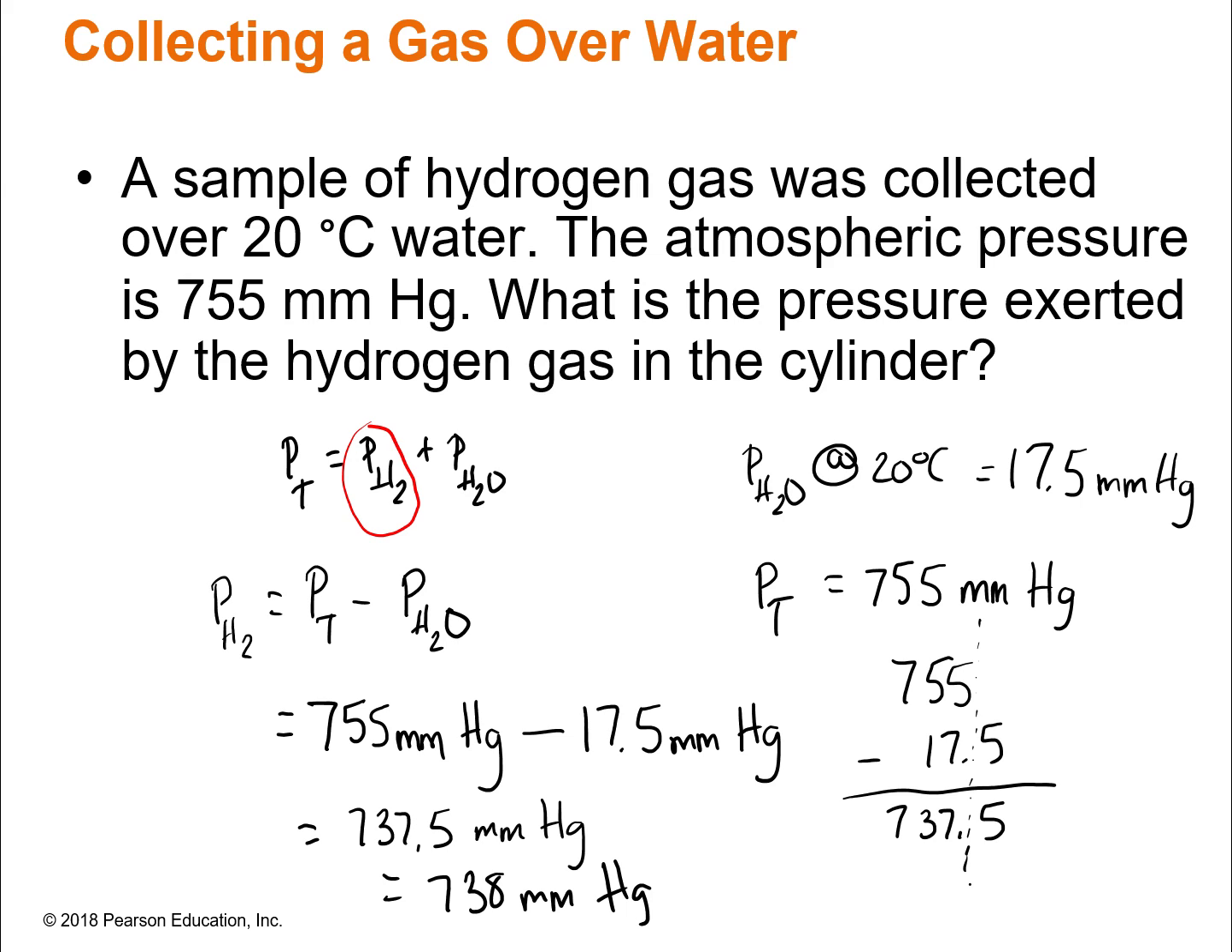Not too pressed about the sig figs at this moment. I want to make sure that you understand the concept of collecting a sample of gas over water. So does the example help? And we'll do some more examples of this next week that are a little bit more complicated, and we're going to be combining some concepts here.